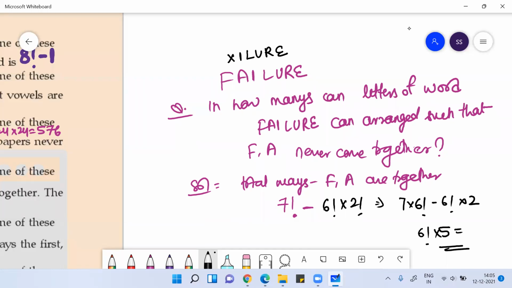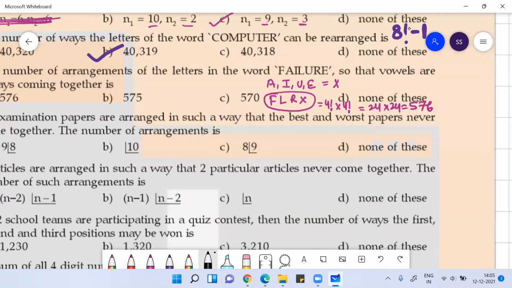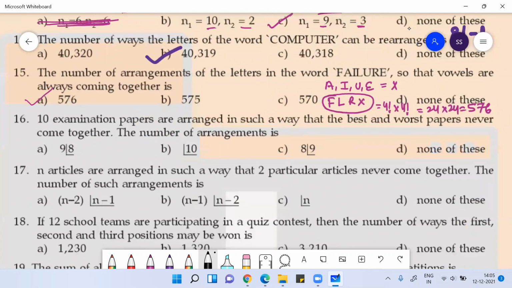Anyone, any doubt? Are you getting this? In the same way, 10 examination papers are arranged in such a way that the best and worst paper never come together. Number of arrangements means total number of ways, so 10 papers means 10 factorial minus the number of ways when they are together. You can write this as 9 factorial into 2, that is total number of ways minus best and worst together. That is the total number of ways when they are not together.